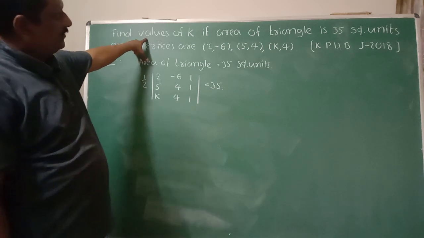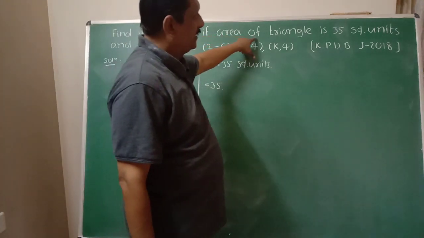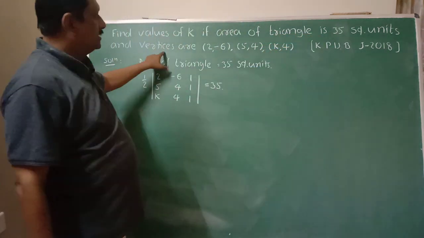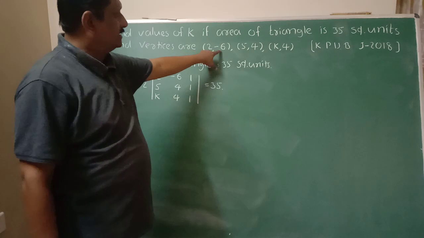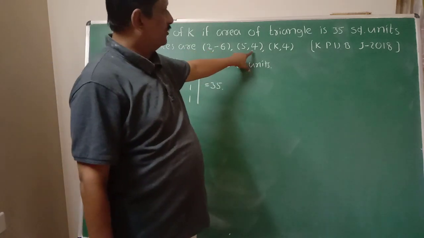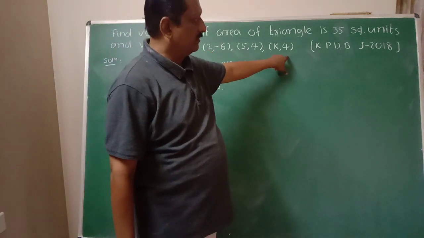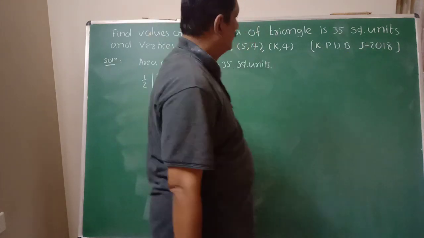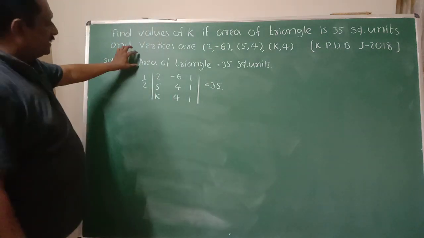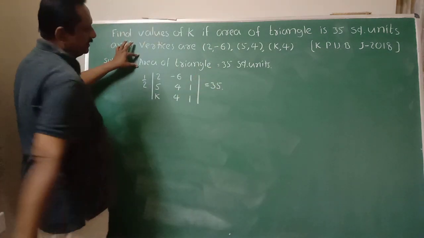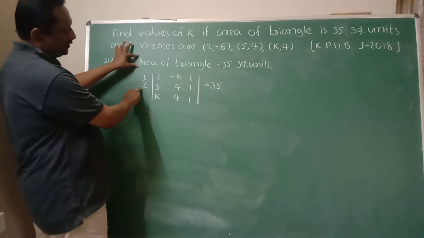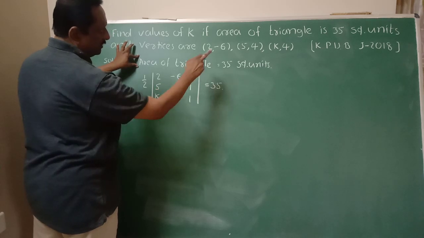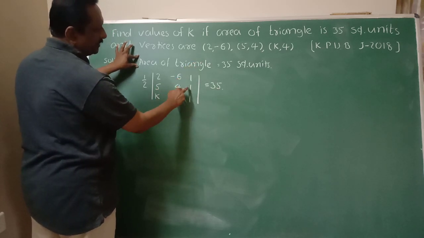Values of k. If area of a triangle is 35 square units and vertices are (2, minus 6), (5, 4), (k, 4). Okay, asked in July 2018 year. So therefore area of the triangle is 35 square units, they are already given here. So area of the triangle is 1 upon 2 into determinant. Write 2 minus 6 here. Then 5 4. Then k 4. Last column write 1 1 and 1 here.